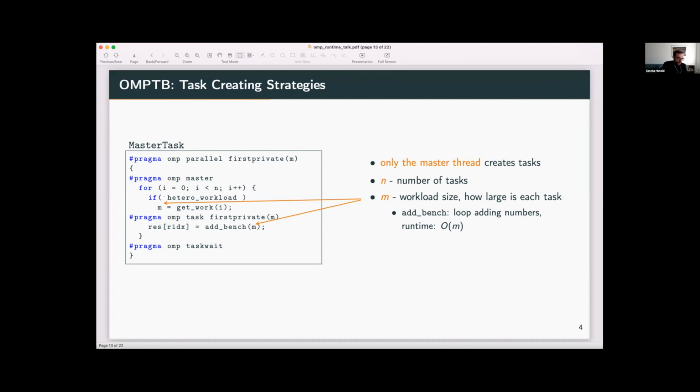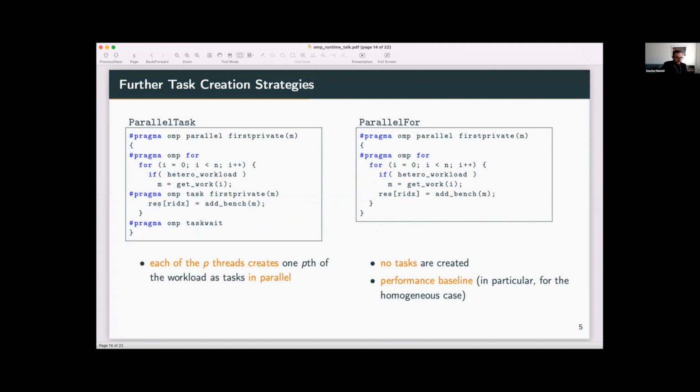And what we can also do, if we have this heterogeneous workload, is vary this m every time we access this work function. So we have two other task creation strategies. One is where it's not only the master thread creating the tasks, but all threads create tasks. We basically exploit the OpenMP parallel for functionality, but in that loop, we create tasks. So we have p threads, and each thread creates one piece of the workload in parallel, so we have a lot of tasks created by all the threads.